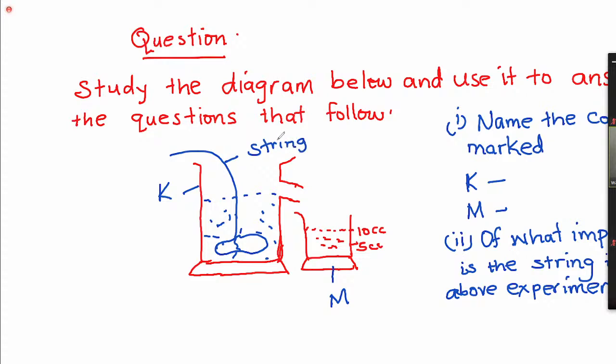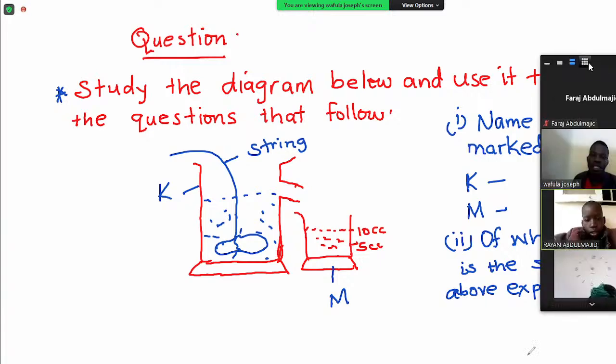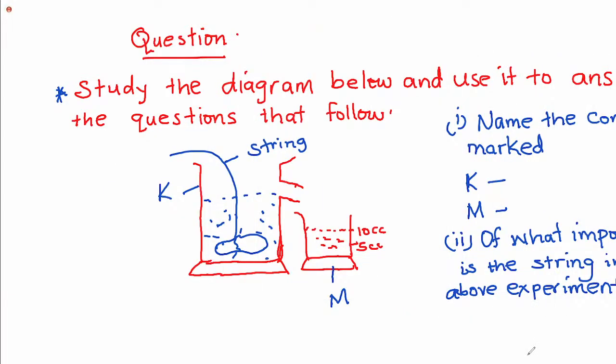Now, Ryan, read for us the statement. Study the diagram below and use it to answer the questions that follow. Yes. Now, Ryan, can you read for us the first question, Roman 1? Name the containers marked K and M.